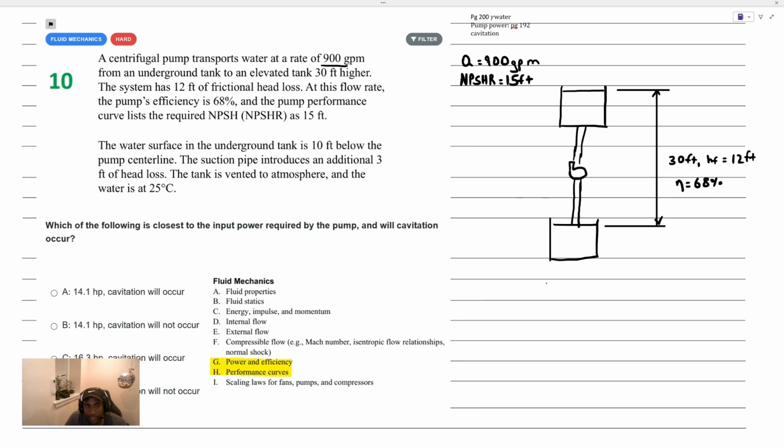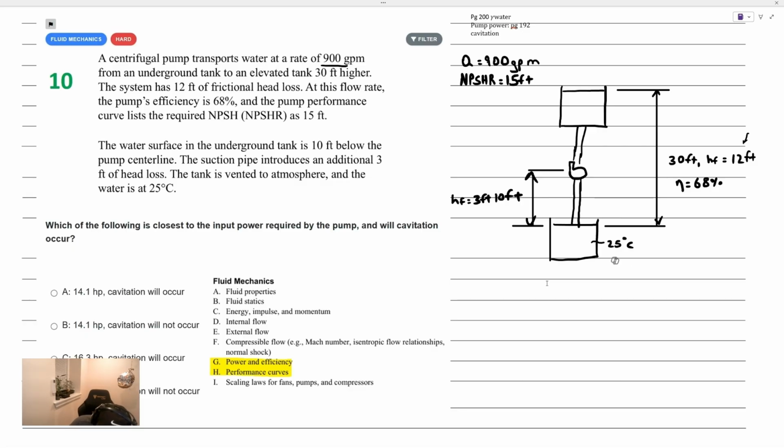It says the water surface in the underground tank is 10 feet below the pump center line. So this distance right here, 10 feet. The suction pipe introduces an additional 3 feet of head loss. So the head loss in this small section is 3 feet, but the total head loss was 12 feet, so that's just a contribution to the system head loss. The tank is vented to atmosphere and the water is at 25 degrees Celsius. So it's pretty close to a room temperature value, 25 degrees Celsius is fine.